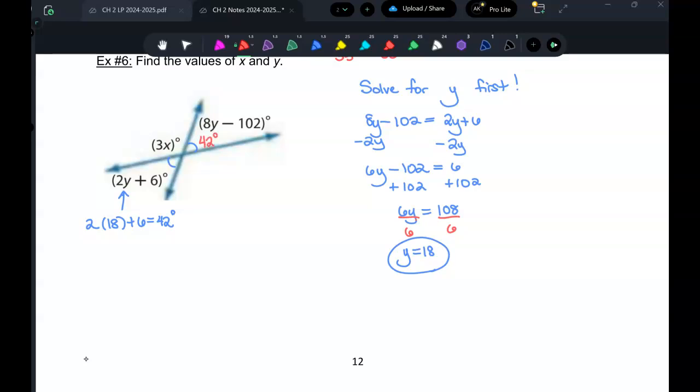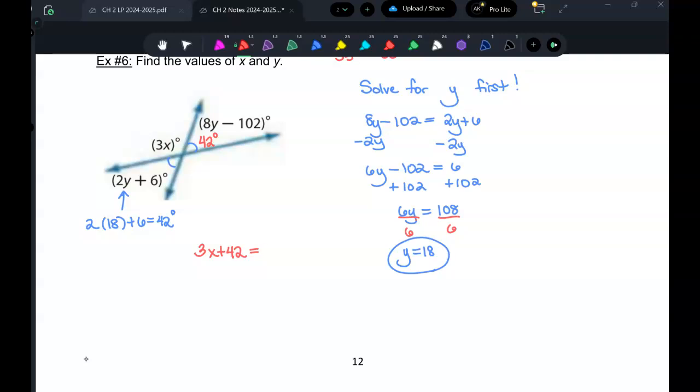Now, can I set up an equation to solve for x? What would that be? 3x plus 42. What kind of angles are these when they're next to each other like this? Why are you doing 3x plus 42? Because they make a linear pair. You see how they're next to each other? And what did we say a linear pair has to add up to?